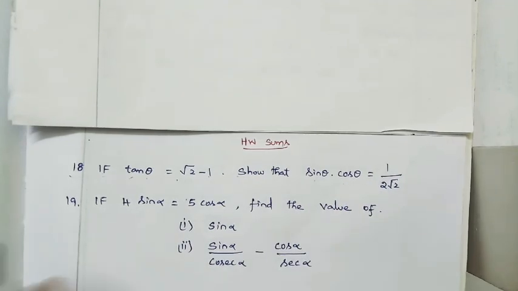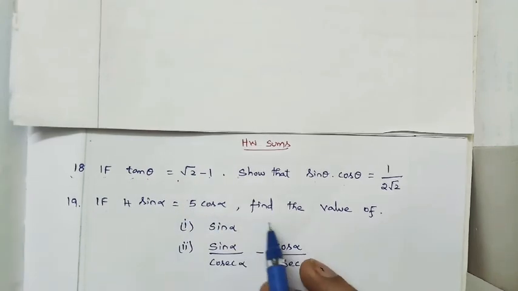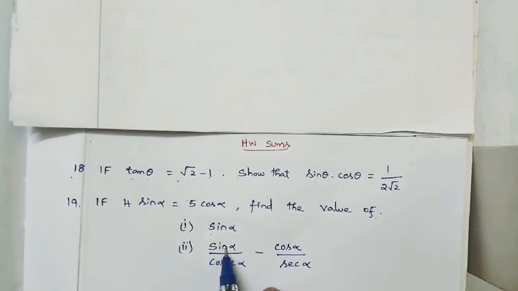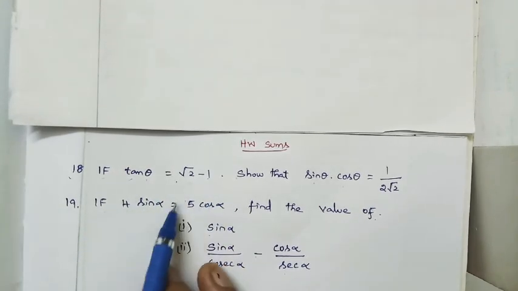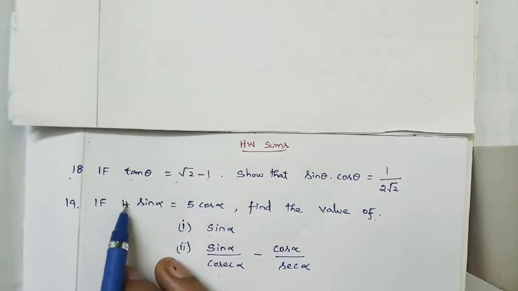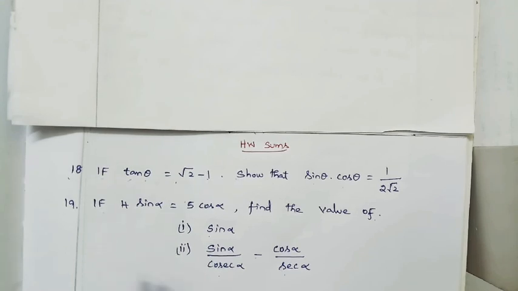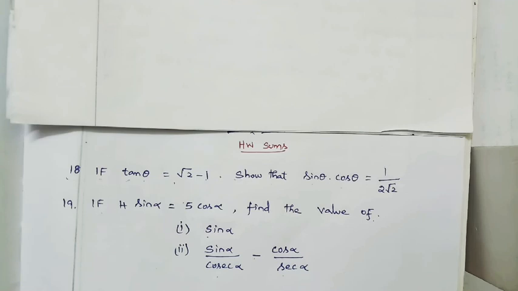Okay, sum number 19. If 4 sin alpha is equal to 5 cos alpha, find the value of sin alpha, and second subdivision, sin alpha divided by cosec alpha minus cos alpha divided by sec alpha. The same methodology as sum number 17. We have to bring sin alpha and cos alpha to one side and 4, 5 constants to one side, convert in terms of trigonometric ratios, equate, and find the values of adjacent side, opposite side, and hypotenuse.